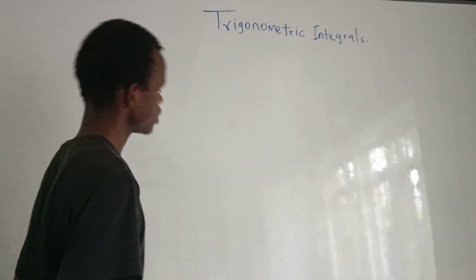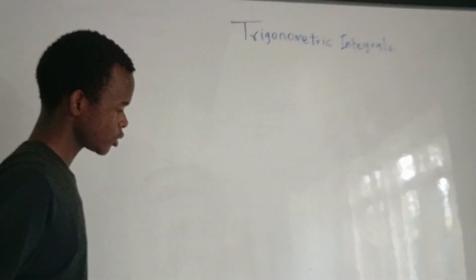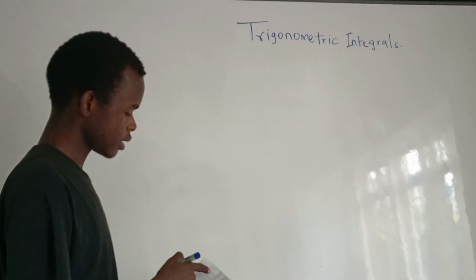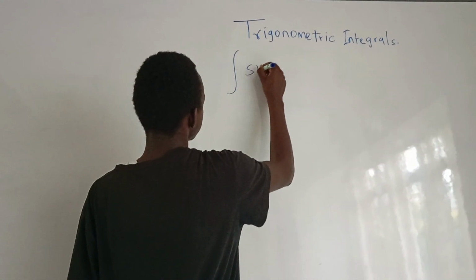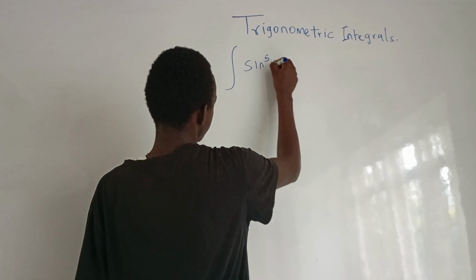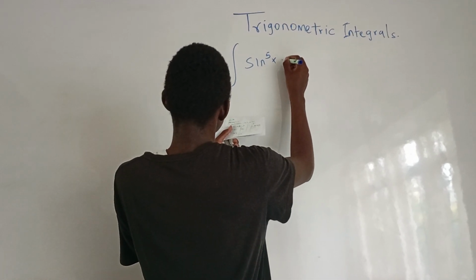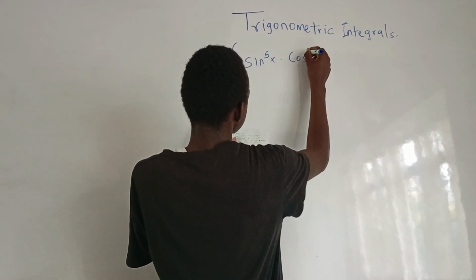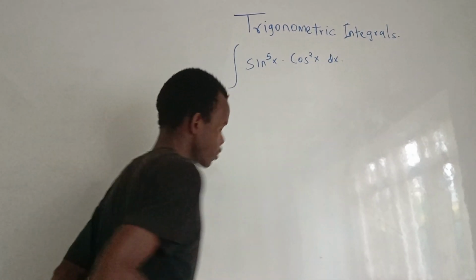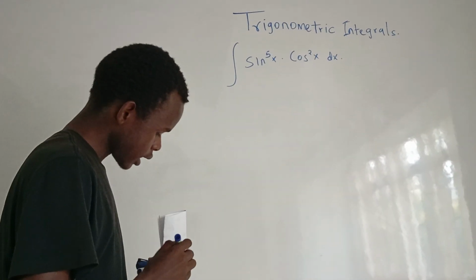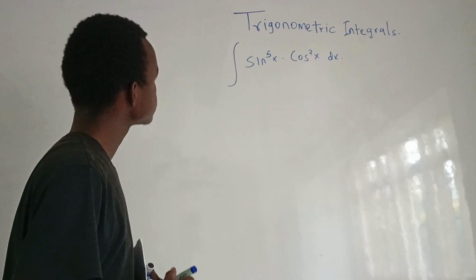So as we have said, we have done an example to that. So let's go to another example. Another example we have said, we are told integrate sine to the 5 of x multiplied by cos squared of x dx. So how will we handle that? Again, the same procedure applies.